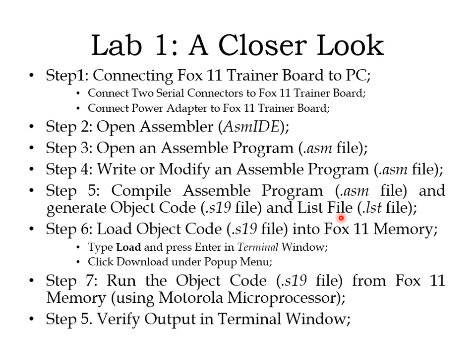Now, once you have these files, the one with the S19 extension is actually the object code. This file will be downloaded into the Fox Trainer board, because at this point everything is in your PC. You wrote the program in ASM, you compile it, everything is in your PC or in your flash drive. Then you have to download those files into the Fox Trainer board. That is the next step.